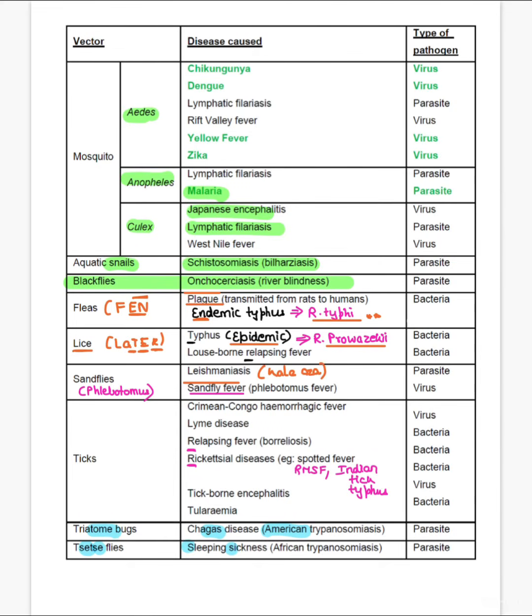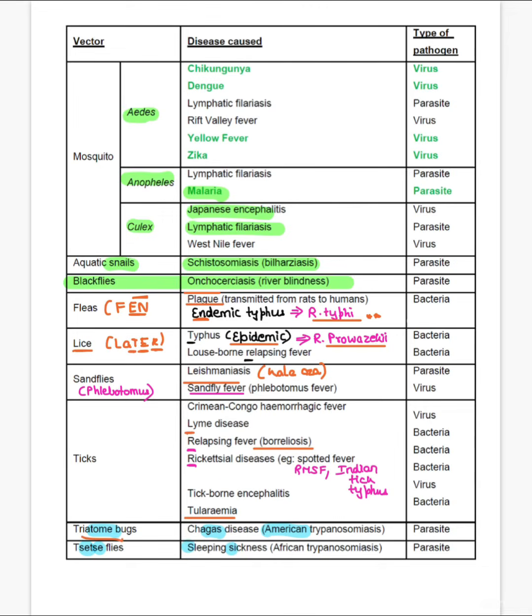Then coming on to ticks, guys. These cause relapsing fever, borreliosis. They also cause rickettsial diseases like Rocky Mountain spotted fever, Indian tick typhus, and tularemia. This is again important. Then scrub typhus we have already seen, that is caused by Orientia tsutsugamushi, and here the vector is the mite.